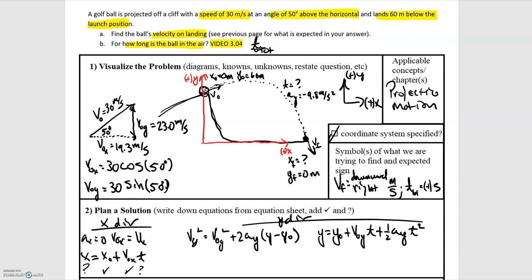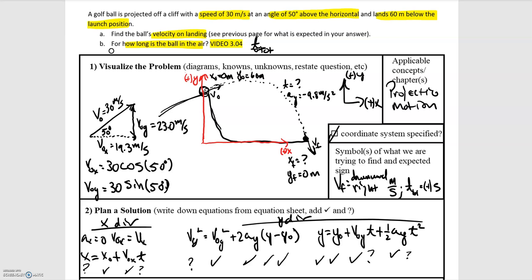So let's go through and check what we know and what we don't know. We don't know the final velocity, we're looking for that. We know the initial velocity, we know the acceleration in the y direction, and we know the initial and final position. So one equation, one unknown, we can solve for that. Then in the other one, we have the final position and initial position, we know the initial velocity, we know the acceleration in the y direction, and again, we're looking for time. So one equation, one unknown, we can solve for that as well. So we're actually not going to need the equation in the x direction after all.